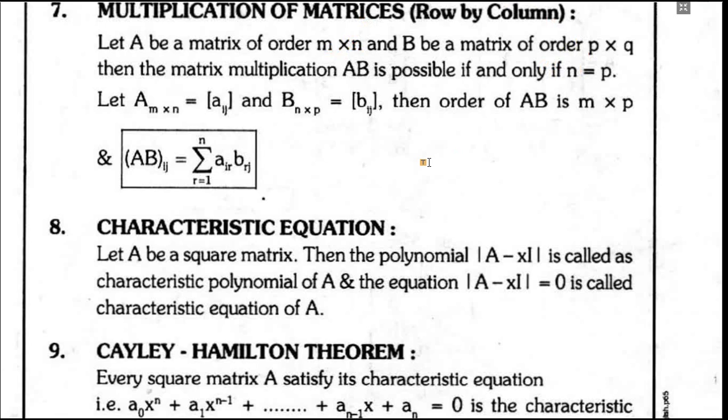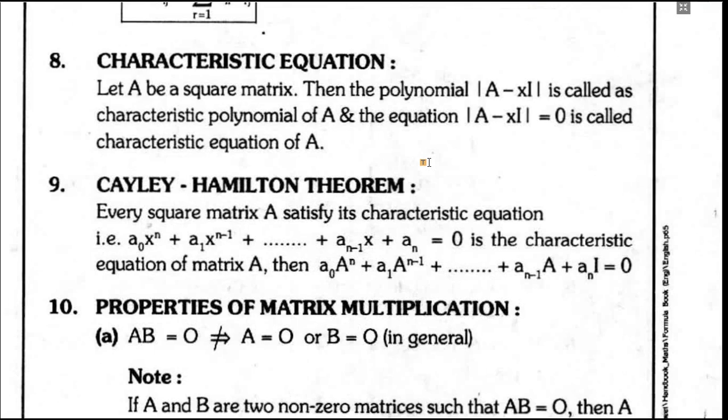So the matrix multiplication AB is possible only if the number of columns of one matrix is equal to the number of rows of the other matrix. Then only the matrix multiplication is possible. And as we have seen for the multiplication of determinants, similarly the multiplication of matrices is carried out.